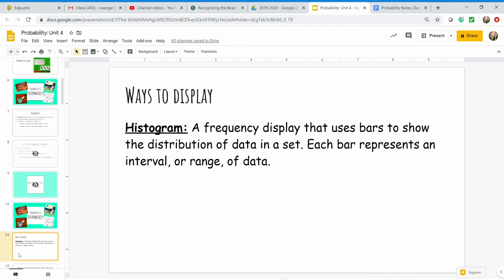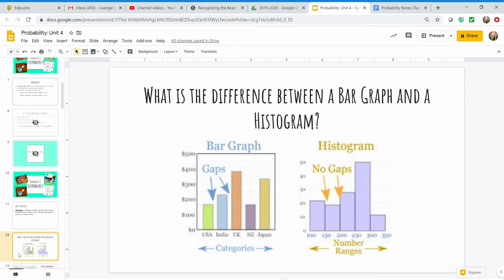So if you need a second to pause this video to write down these notes, go ahead and do that. But otherwise, I'm going to keep moving on. So what is the difference between a bar graph and a histogram? Well, a bar graph has gaps in between the bars, and it talks about categories. It separates things into categories, like the U.S., how much money they made selling oil, let's just say, and it compares it to other countries. It's talking about categories. Histograms have no gaps in between the bars, and they're talking about number ranges.